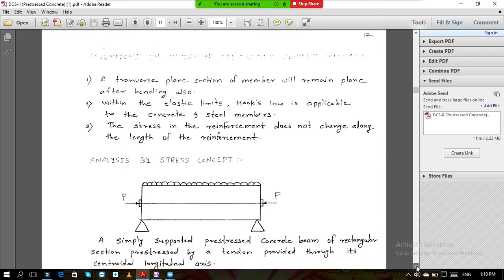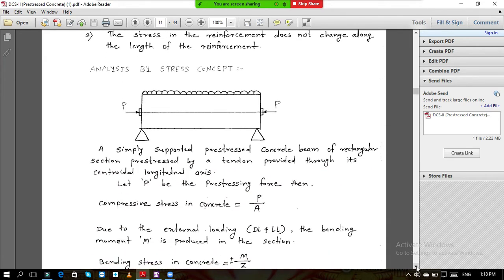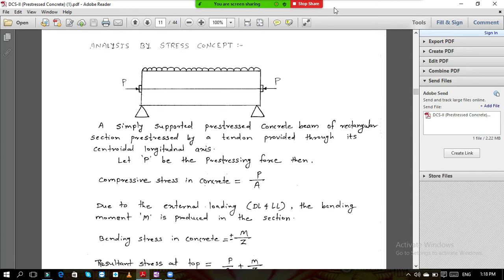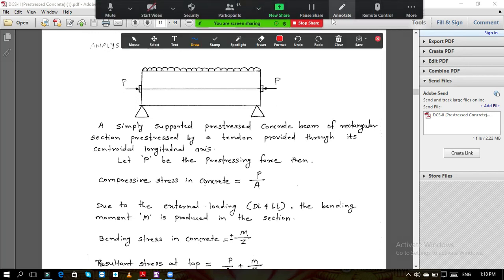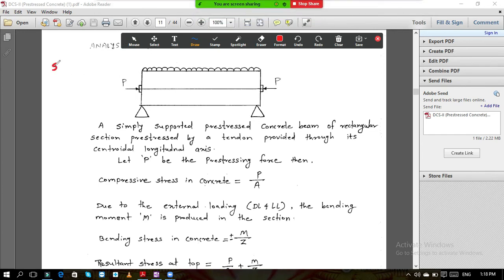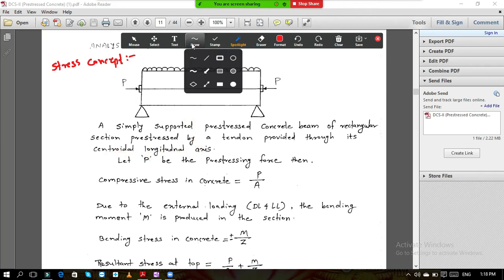Sorry, first we will take the stress concept. What is the stress concept? This is the stress concept. So very easy, just pay attention. Now let us assume a simply supported pre-stressed concrete beam of rectangular section pre-stressed by a tendon provided through its centroidal longitudinal axis. So centroidal longitudinal axis means eccentricity is 0 over here. If you see, it is passing through the centroid. Eccentricity is 0. Eccentric means what?